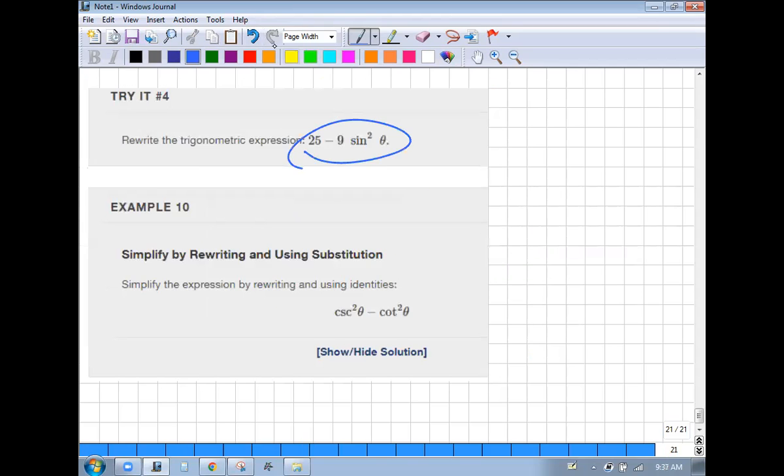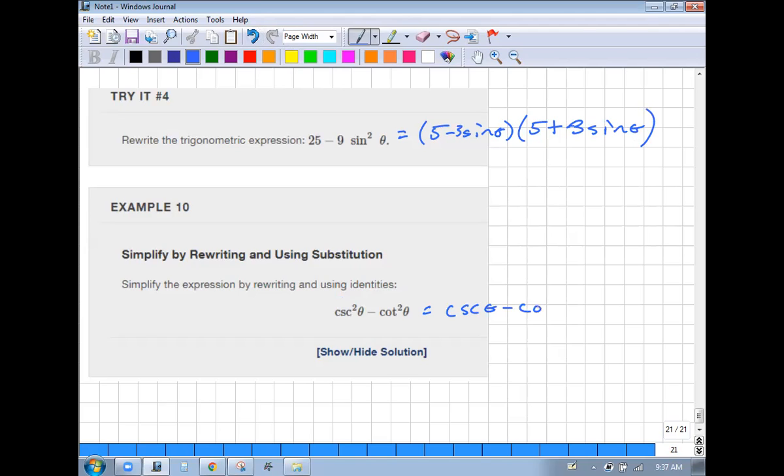Right? Difference of two squares. This would be 5 minus 3 sine theta times 5 plus 3 sine theta. Difference of two squares, right? This would be cosecant theta minus cotangent theta times cosecant theta plus cotangent theta.